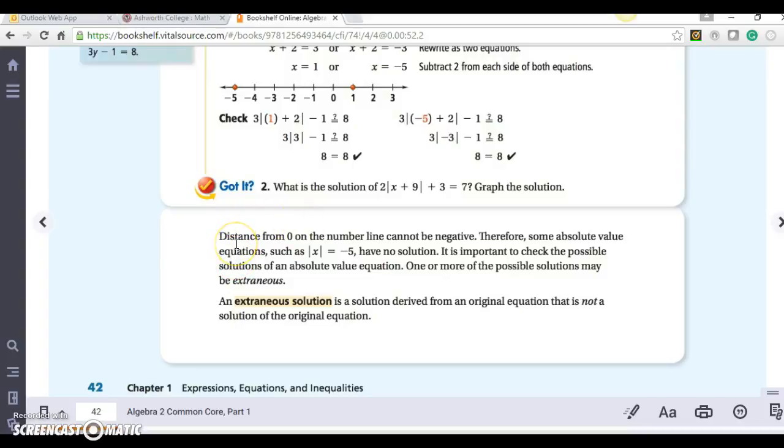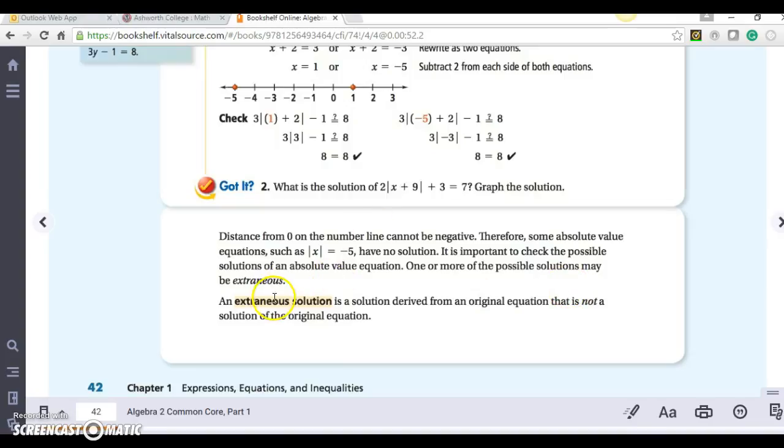Alright, the distance from 0 on the number line cannot be negative. Therefore, some absolute value equations, such as the absolute value of x equals -5, have no solutions because this cannot be true. It is important to check the possible solutions of an absolute value equation. One or more of the possible solutions may be extraneous. An extraneous solution is a solution derived from the original equation that is not a solution of the original equation.